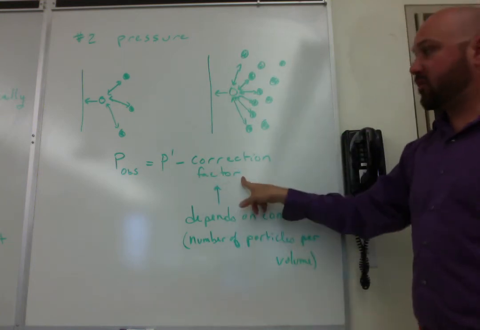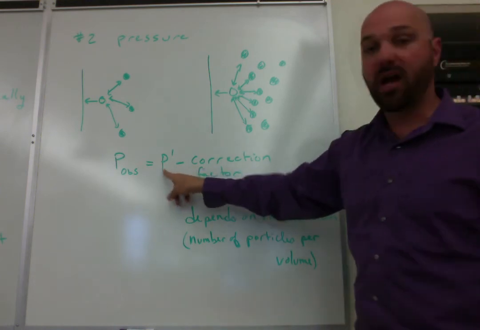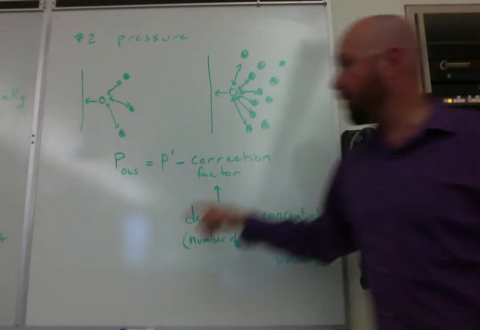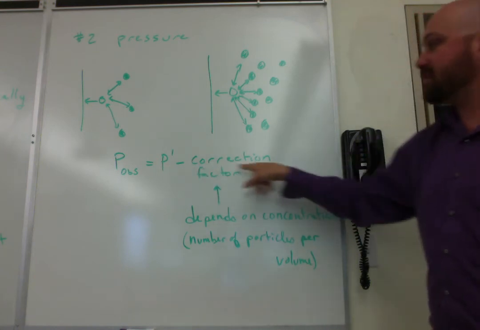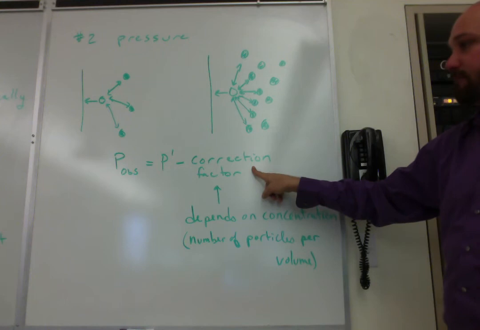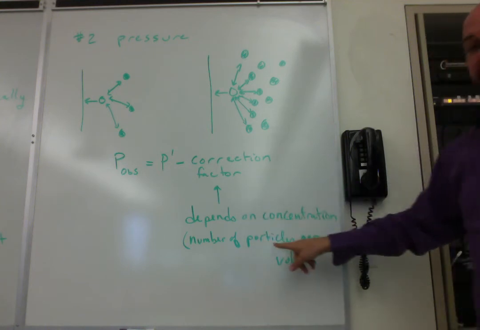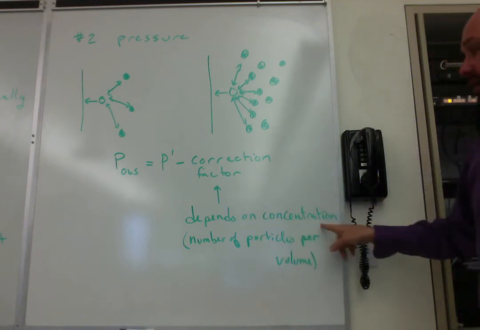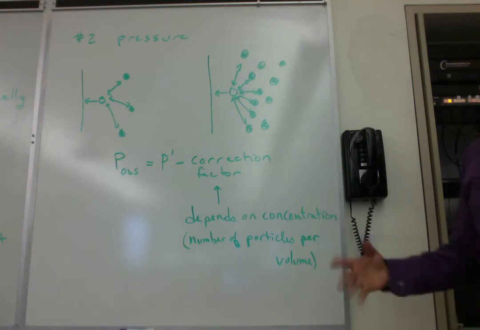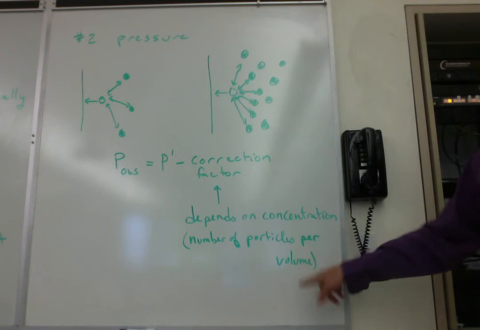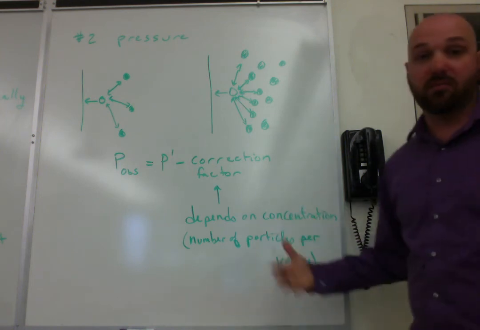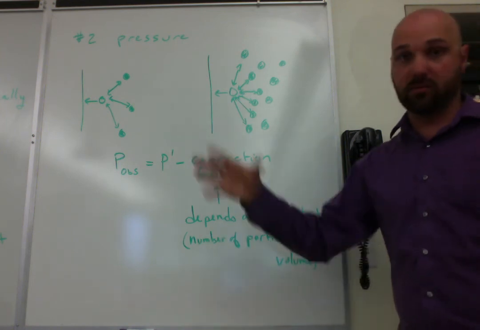Well, this correction factor, see the P prime from the equation on the other board? The P prime, we need to subtract some sort of correction factor. That correction factor is going to be dependent upon the concentration. Now, we haven't talked about concentration yet, but it's the number of particles per volume. So it's going to be the number of particles in a given volume.